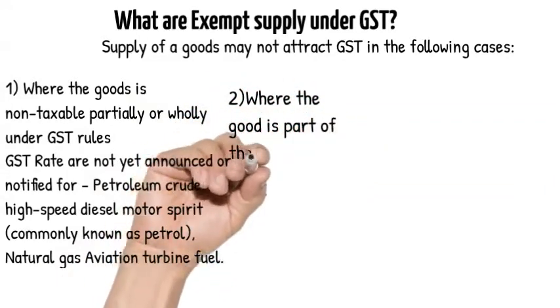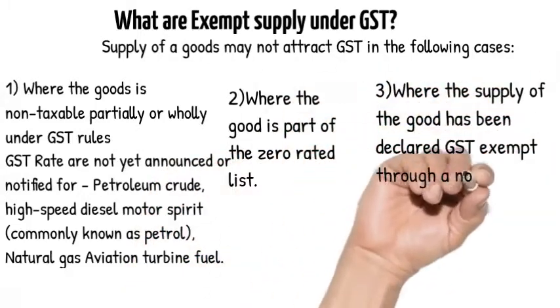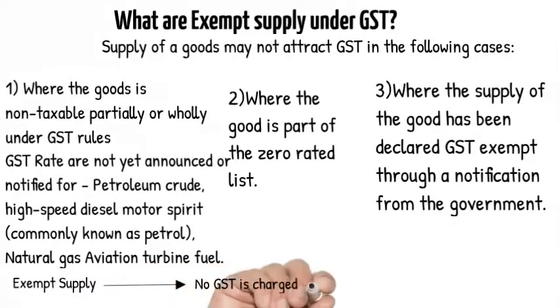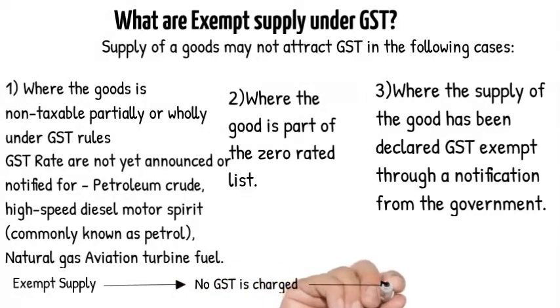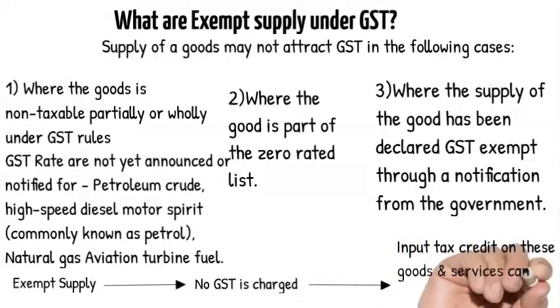Second, where the good is part of the zero-rated list. Third, where the supply of goods has been declared GST exempt through a notification from the government. So, we can say that exempt supplies are the ones where no GST is charged and input tax credit on these goods and services cannot be utilized.